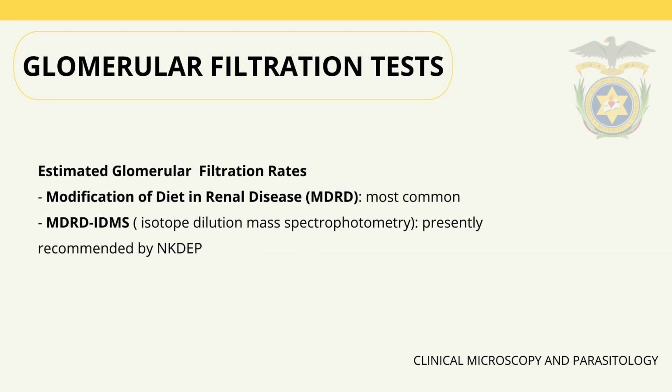Another test to assess glomerular filtration is the estimated glomerular filtration rate. The most common is the modification of diet in renal disease or MDRD, and presently recommended by the National Kidney Disease Education Program is the MDRD IDMS, or isotope dilution mass spectrophotometry.